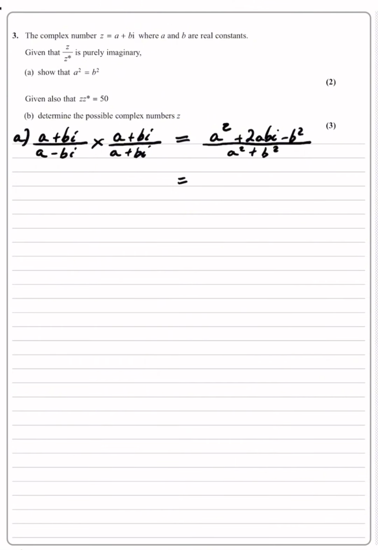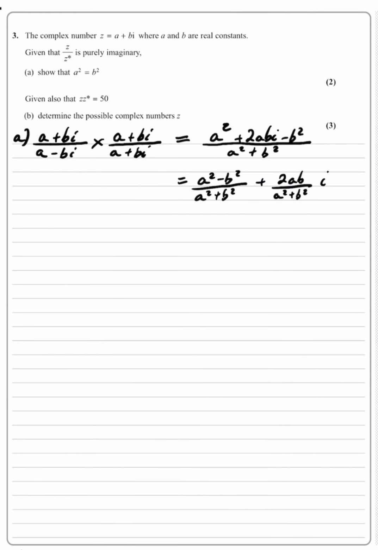Then I'm going to split this up into its real and imaginary parts. So the bit with i is going to go to the right, the bits without i is going to go on the left. So the bits without i: a squared minus b squared over a squared plus b squared. And then we're going to get plus 2ab over a squared plus b squared, lots of i. So now that's in its real plus imaginary parts.